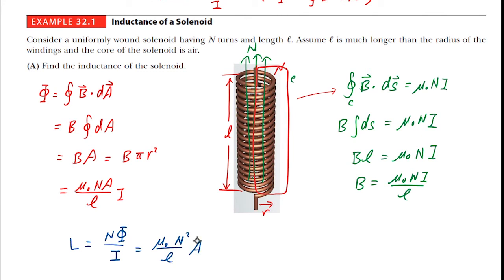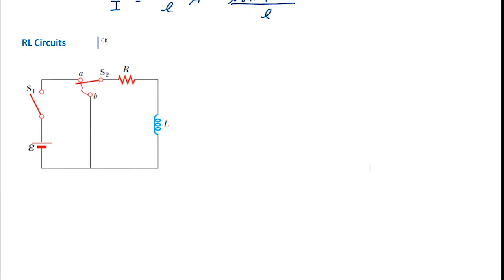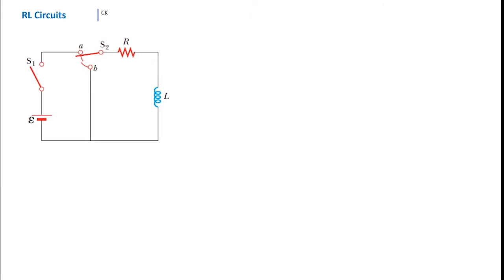Now, if you want to use pi r squared here, then this thing also takes the form mu pi first, and then r squared instead of A, and then n squared over L. How about that? So far so good. So generally, in case there will be a calculate-the-inductance problem on your workbook, this is how you want to do it, instead of memorizing the formula. Okay, questions so far? Okay, now let's talk about RL circuits.